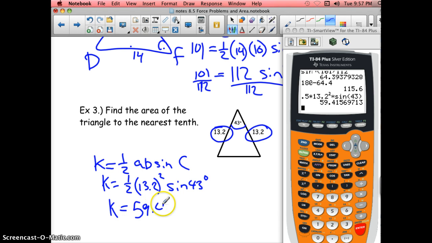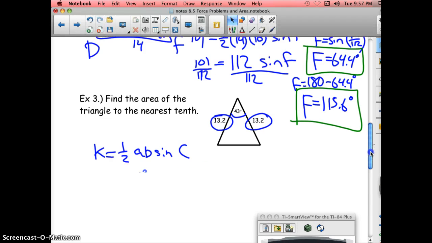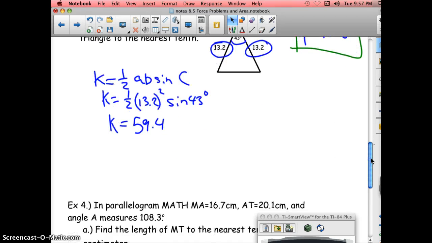I started to say degrees, but it's not. It's not an angle. It's an area. And it's square units, right? This one doesn't happen to have units. If I had said these were 13.2 feet and 13.2 feet, then this would be feet squared. But it doesn't say that.